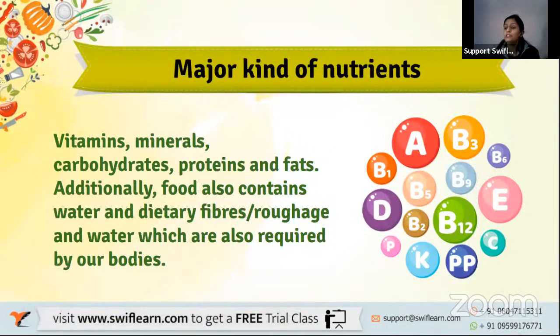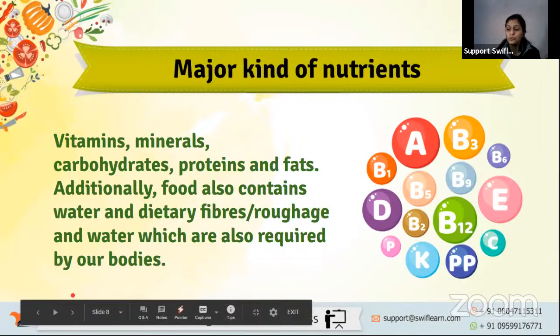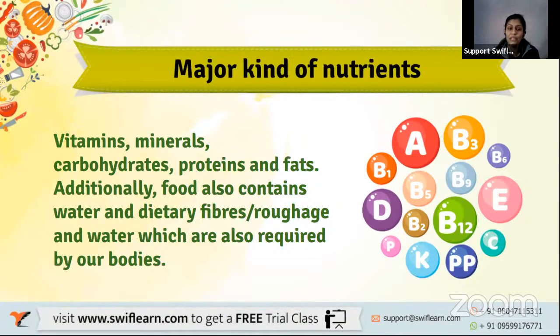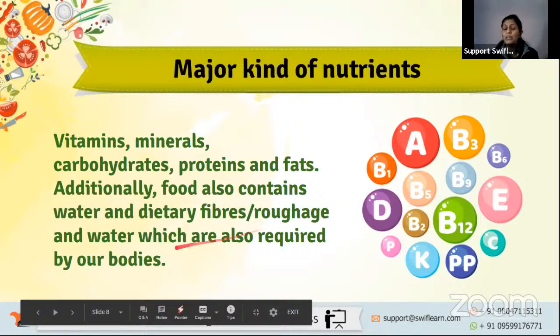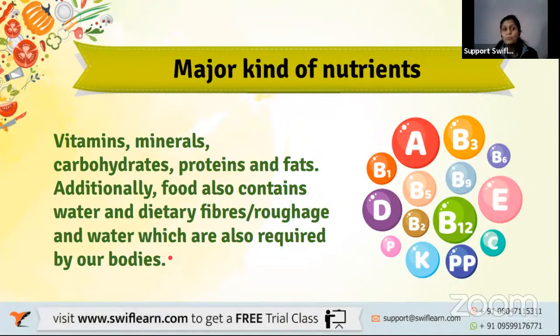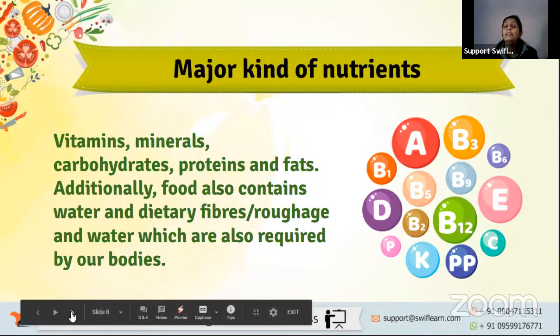Now, what are the major kinds of nutrients? As we have already discussed, the nutrients are vitamins, minerals, carbohydrates, proteins, and fats. And additionally, food also contains water and dietary fibers, which we call roughage also, and they are also required by our body. So we can conclude that vitamins, minerals, proteins, carbohydrates, and fats are the nutrients required by the body. Along with this, two main things required by your body are water and roughage. They have to be included in your diet.